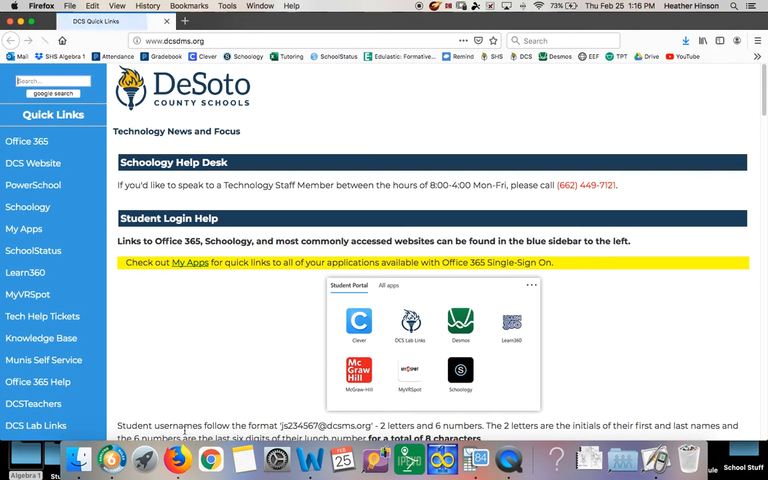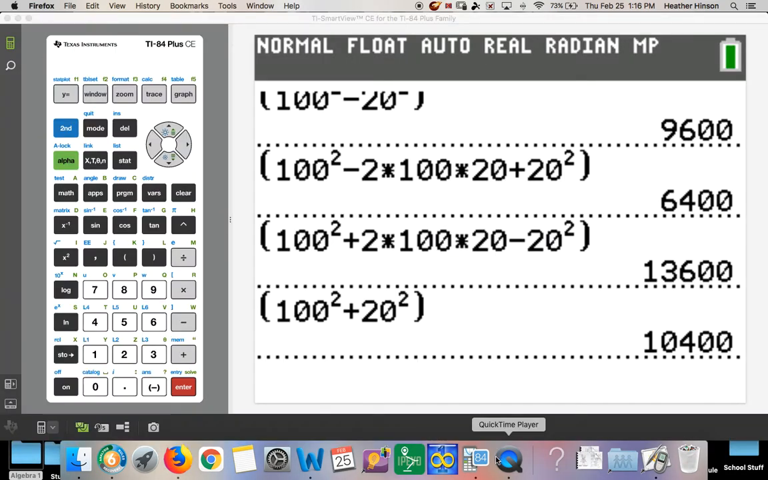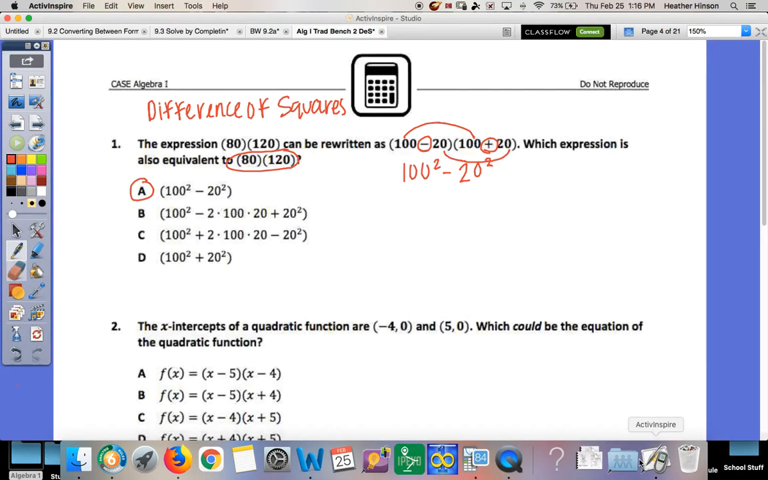So if you didn't know what else to do and you couldn't think of any way to solve these problems, try doing them in your calculator. Your calculator will actually help you a ton on these problems. So this is the only one that was equal to 80 times 120. So you can FOIL it out, or you can just do your calculator.